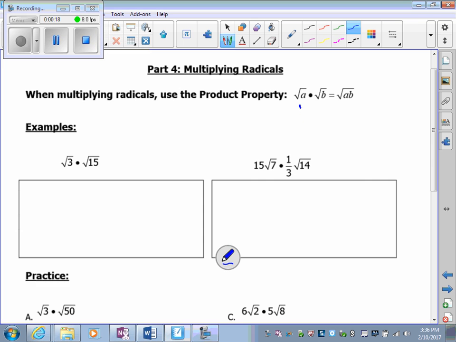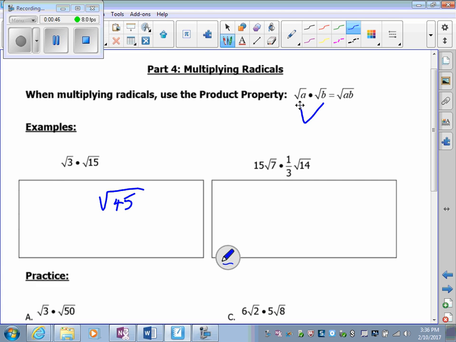Just like on our notes here, it says the square root of a times the square root of b equals the square root of a times b. So let's go through a couple of examples so you'll be able to see the difference. If you look at example 1, the square root of 3 times the square root of 15. Neither one of them are perfect squares. So I would multiply them together and you get the square root of 45.